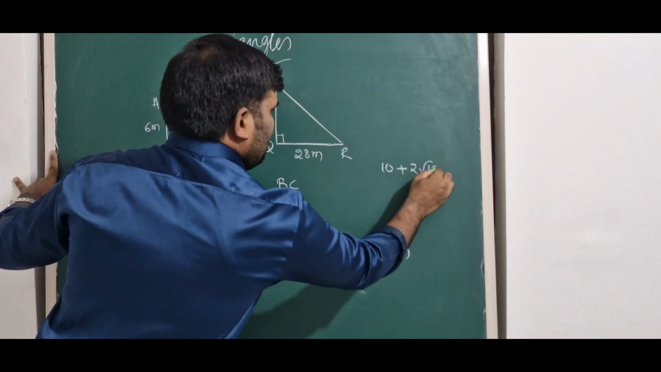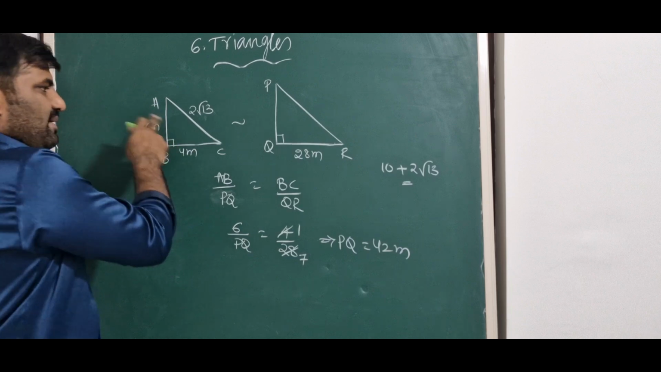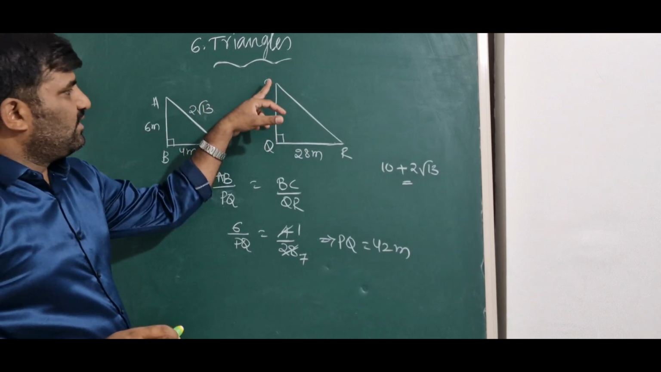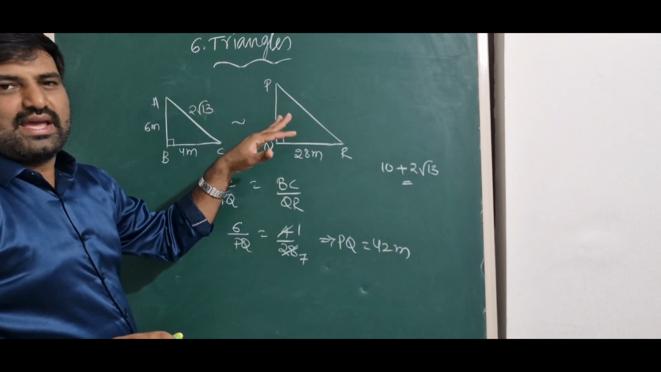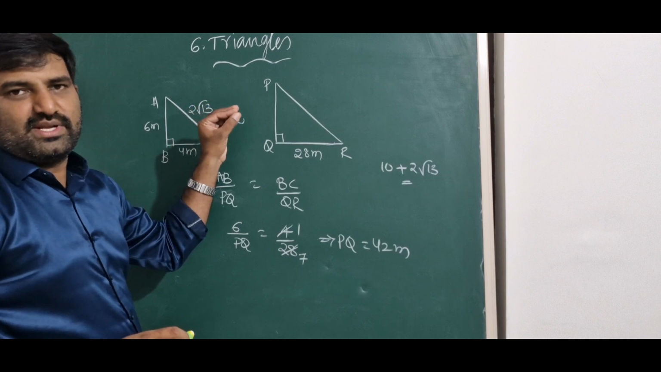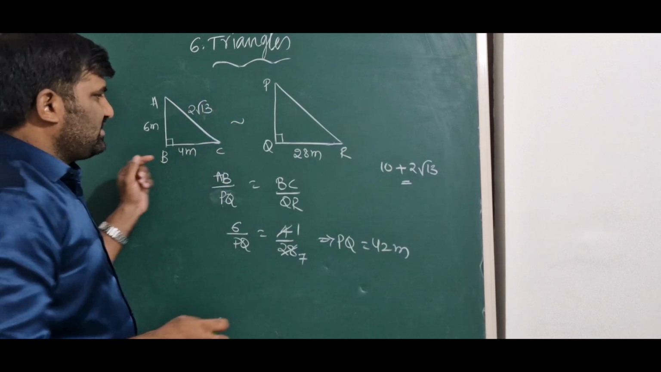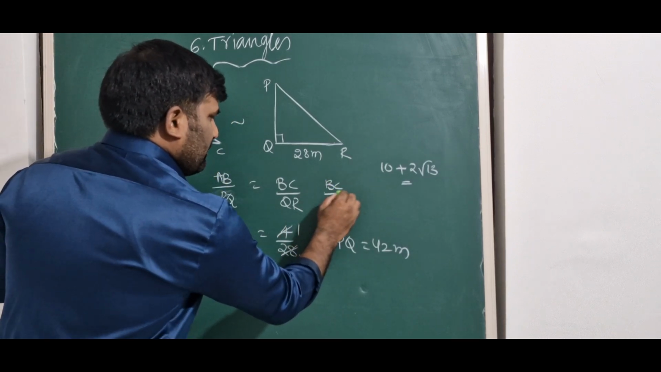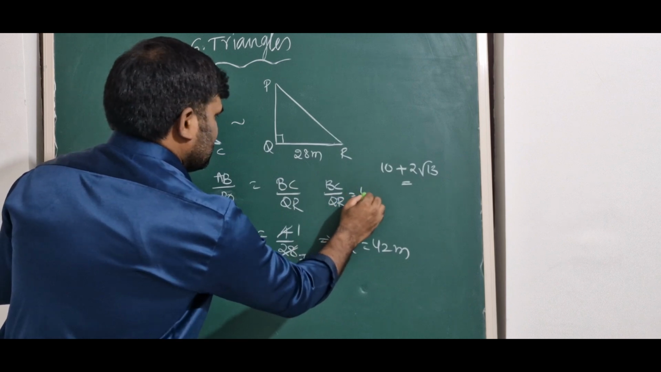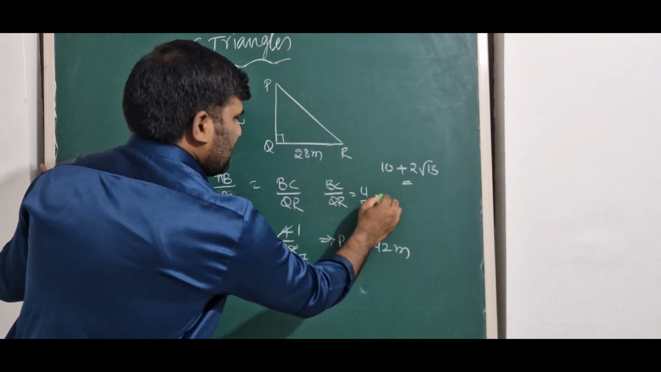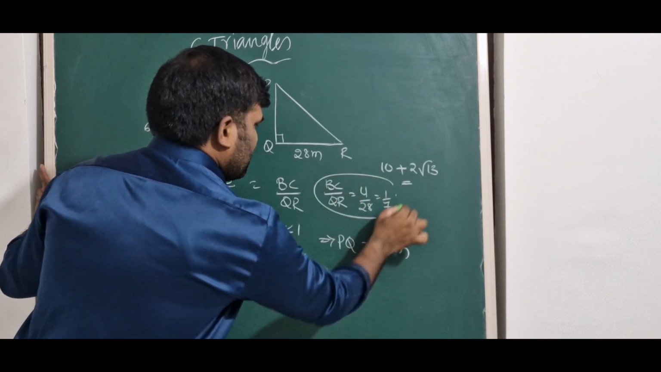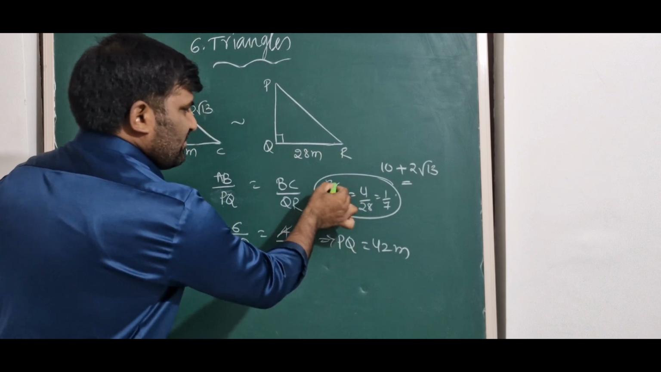10 plus 2 root 13 is the perimeter of triangle ABC. If you want to find the perimeter of triangle PQR, because I gave you an oral explanation before, here if you see BC by QR, you are getting 4 by 28, which is 1 by 7. 1 by 7 means QR is 7 times BC.